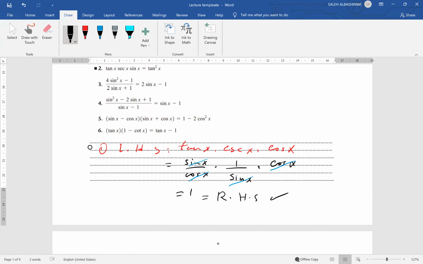Let's take example number 2, tangent x. Second example, tangent x multiplied by secant x by sine x equal to tangent square.